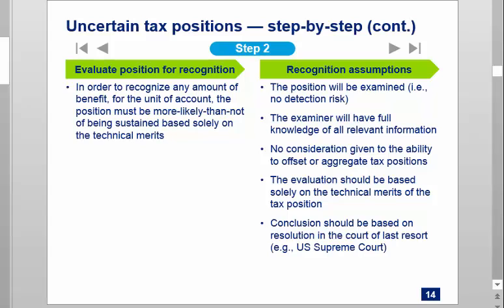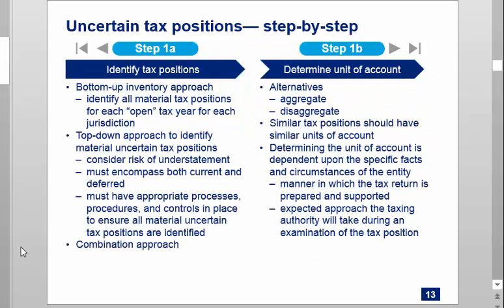Okay, so I'm not going to go over every slide. Actually, let me back up a second. You're supposed to identify every position, and then they have this concept of determining a unit of account. That concept has sort of become, in practice, antiquated. People don't really use it, but it's in the guidance.